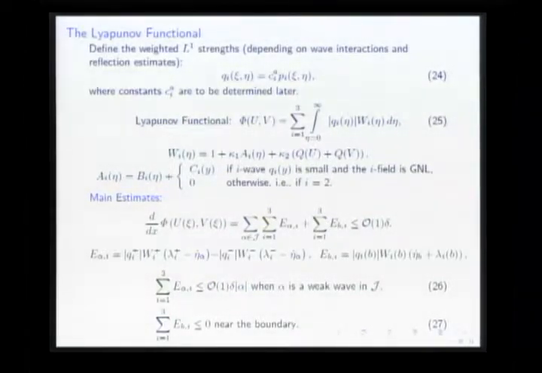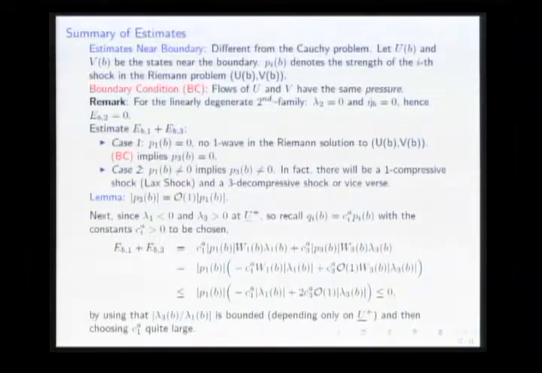And the key estimate we have to establish is the following, which can be broken down into these two estimates. So this first one is similar to the Cauchy problem, so I focus on the estimate near the boundary. Here, this is different from the Cauchy problem, so we take two solutions near the boundary and denote by p_i the strength of the ith shock in the Riemann problem. Now, the boundary condition we have is that the two flows must have the same pressure.